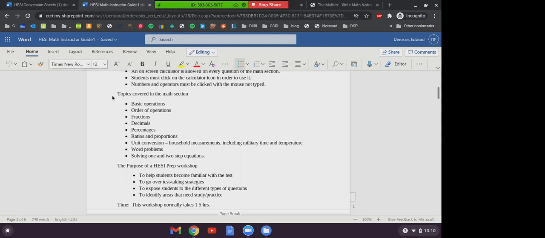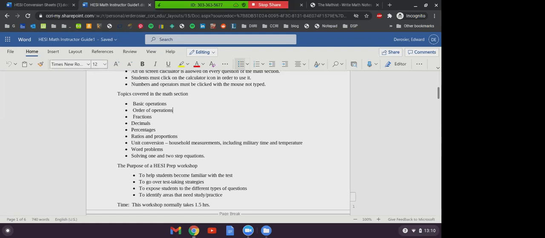All right, so topics that are covered in the math section, and let's get to the actual topic, is basic operations. So adding, subtracting, multiplying, dividing, easy. Order of operations, fractions, decimals, percents, ratios and proportions, unit conversions, word problems, and solving 1- and 2-step equations, okay? There's no advanced algebra, no geometry, no statistics, okay? Nothing really complicated. This test is basic to make sure you understand the math that you will use in the medical field, okay? And for most of us, that's all we need.